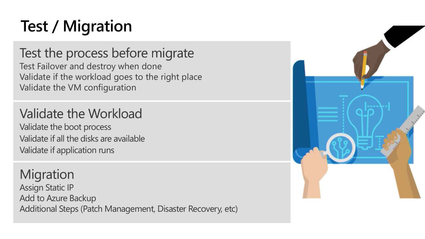Test and the migration. On the test process, what I like to do is test a failover. It doesn't do anything to the workload that is running on-prem. Basically, when you press test failover, it creates a kind of snapshot of your VM or workload and places it where you specify, and then you can validate a lot of things. You can validate that the workload goes to the right place. There are a lot of good practices saying that you should create a resource group by application. Just double check that the workload goes to that resource group. Double check that it goes to the availability set that you created before. Just see if the application gateway is configured properly for that application. Just validate that. It doesn't take long.